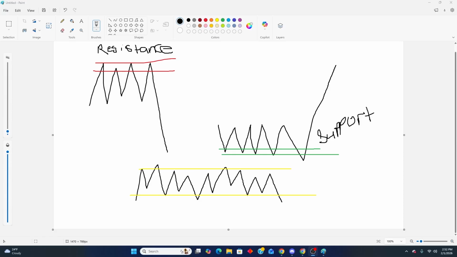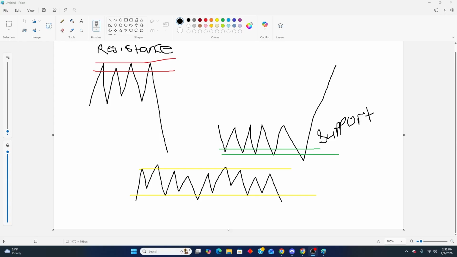If you ever wondered why price suddenly stops, reverses, or explodes from certain areas, it's usually because of support and resistance. In this video, I'll show you simple ways to draw key levels that the market actually reacts to.